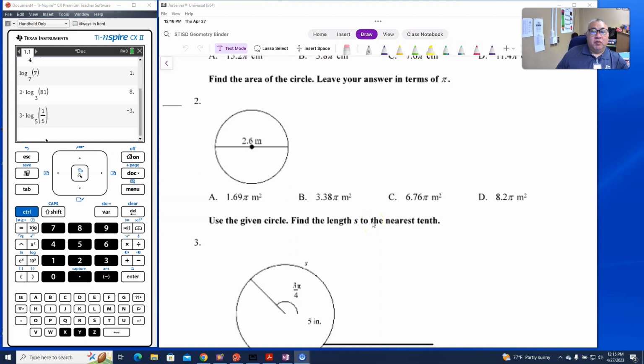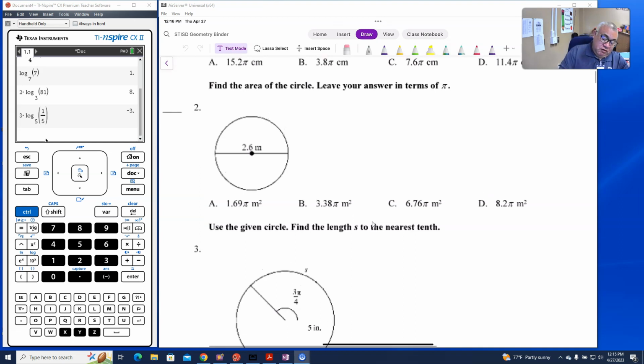This video is a review of the quarter four exam. I'm going to go ahead and do the even problems, and I'll start with number 2. It says, find the area of the circle. Leave your answer in terms of pi.